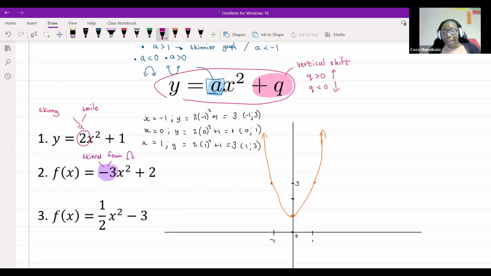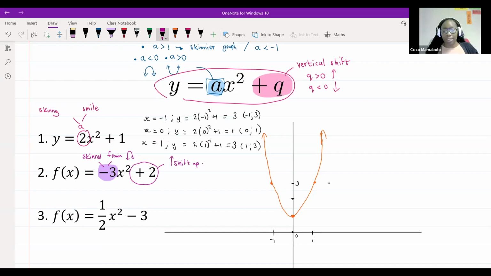What does the +2 part of it tell us? The +2 part tells us that it shifts down or up. I agree with Sanalisa and Mandy on this one, Palisa. Because it's a +2, then it will shift up. It's an upward shift by 2. My graph will shift up. All right. Shall we interpret the last one?